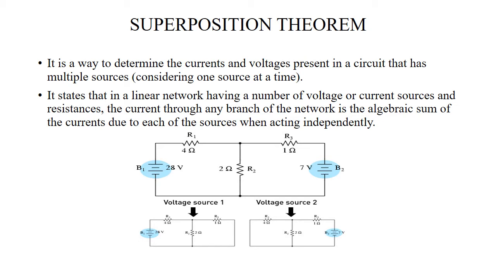It is a way to determine the currents and voltages present in a circuit with multiple sources. Here we have one example with R1, R2, R3 and V1 and V2. First we have to determine the two circuits. In the first one, we keep V2 as a short circuit and then find out the current due to V1. Then for voltage source 2, we keep V1 as a short circuit and then find out the current due to V2. So these are the steps to apply the superposition theorem.